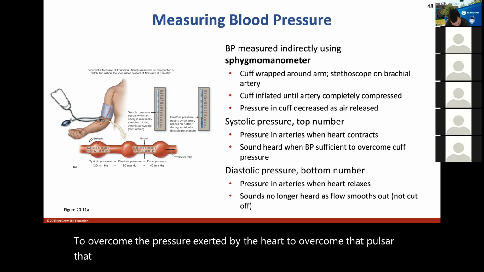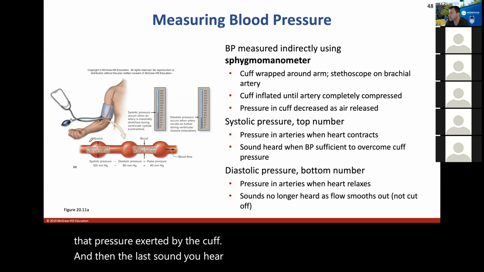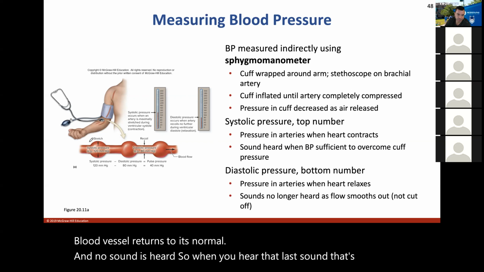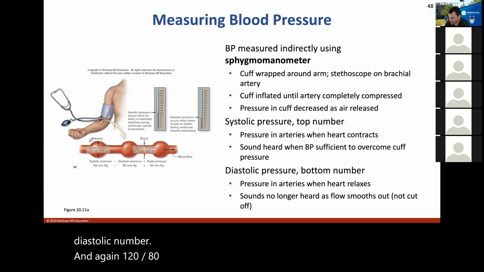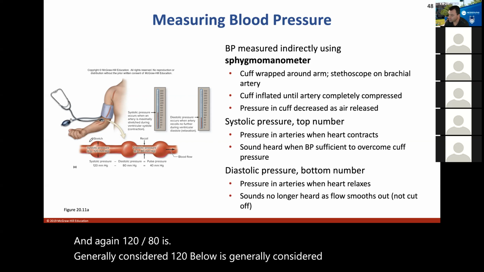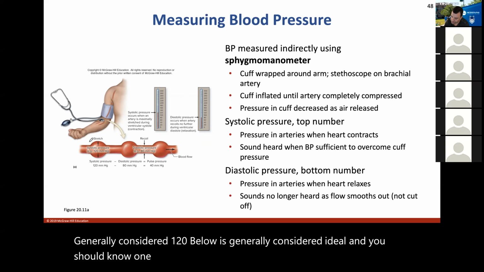to overcome that pressure exerted by the cuff. And then the last sound you hear is when the blood vessel returns to its normal state and no sound is heard. So when you hear that last sound, that's your diastolic number. And again, 120/80, 120 or below, is generally considered ideal. And you should know 120/80 for blood pressure, going no higher than those.